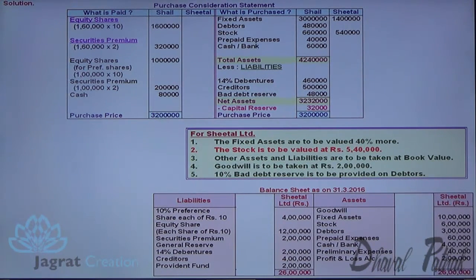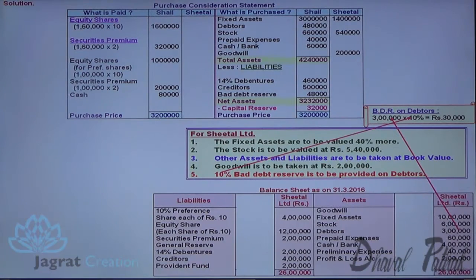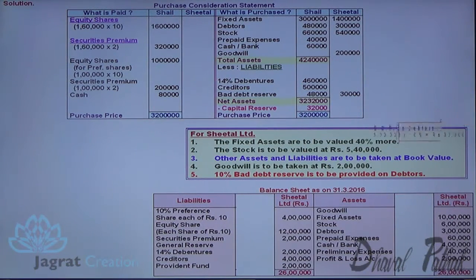But before that, let me write out other assets. So goodwill, 2 lakhs. Bad debt is 10% on debtors. Debtors 3 lakhs into 10%, 30,000 is the bad debt reserve. Debtors purchased at 3 lakhs, and bad debt reserve deducted against it, 30,000. Now I'll consider the other assets. Which are the other assets? Look at it. Prepaid expense, debtors, stock, fixed assets, done.